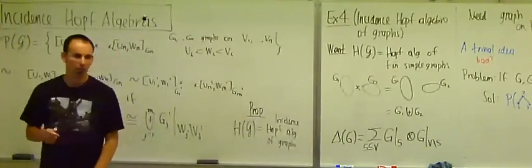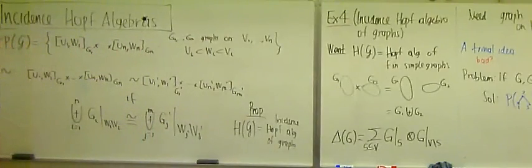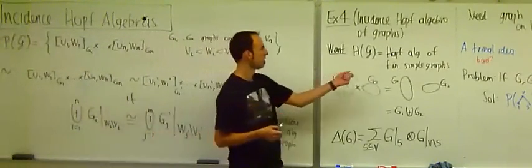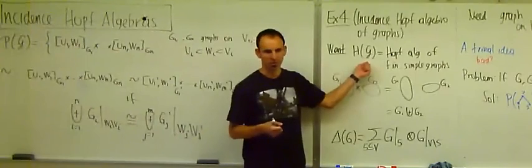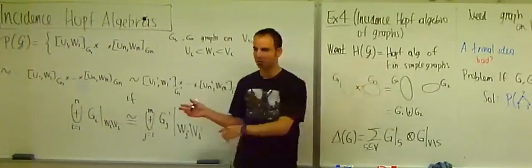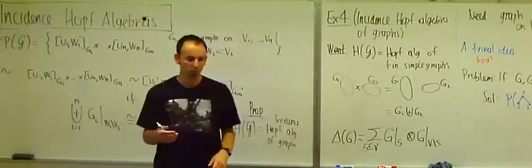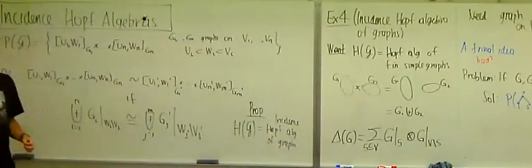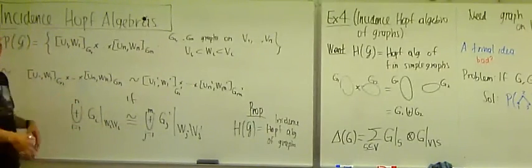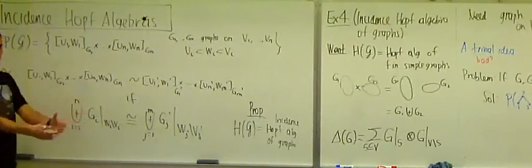Let me make a quick comment about this. If you did this problem in the homework, you'll realize that it's not so hard to check that this is really a Hopf algebra, and it's probably easier than carrying out this construction. The useful thing about this construction is that it allows you to understand that this Hopf algebra of graphs actually comes from this more general context, and whatever you know about incidence Hopf algebras, you can apply to that particular example.